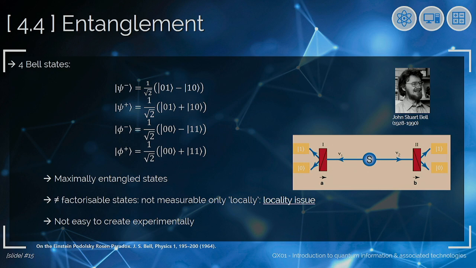They are not factorizable, as we said. We cannot write that, for instance, psi1 is the product of qubit 1 times qubit 2. Okay, where again qubit 1, if it's 2 qubit, is this one and qubit 2 is this one.